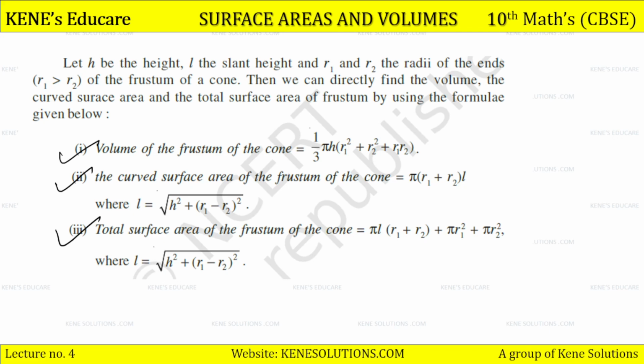Okay, the volume of the frustum of the cone is 1/3 pi h times r1 square plus r2 square plus r1 multiplied by r2. The curved surface area of the frustum of the cone is pi times bracket r1 plus r2 multiplied by L, where L is equal to root of h square plus bracket r1 minus r2 squared.